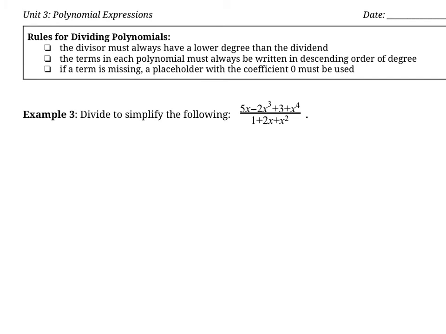So we need to make sure that these three things are true before we start dividing. One, the divisor must always have a lower degree than the dividend. So here in this example, we see the divisor is degree 2 and the dividend is degree 4. So we're good. The terms in each polynomial must always be written in descending order of degree. So we see that that's not happening here. We should have degree 4, 3, 2, 1, and then 0, and it's all mixed up. Same within the denominator, so we're going to have to fix that. And then last, if a term is missing, a placeholder with the coefficient 0 must be used. So we can see that a term with degree 2 is missing from here, so we're going to have to add that in with a coefficient of 0.